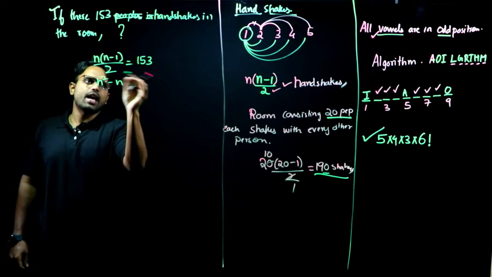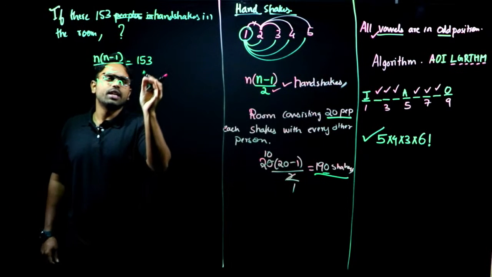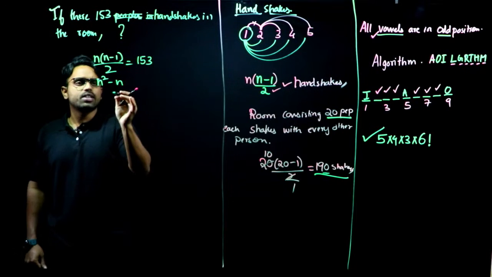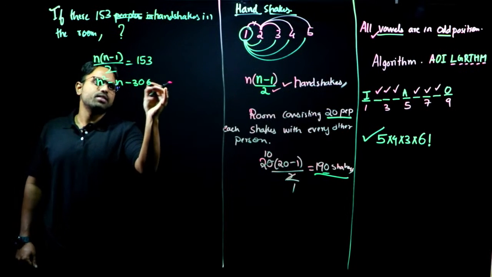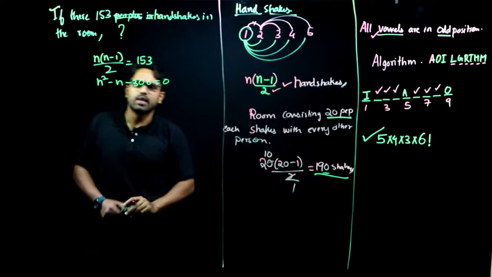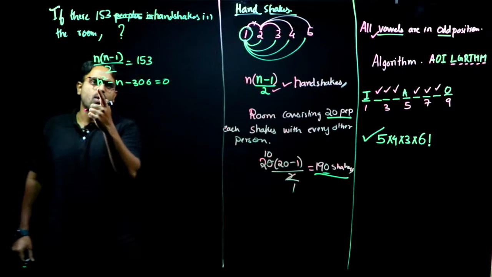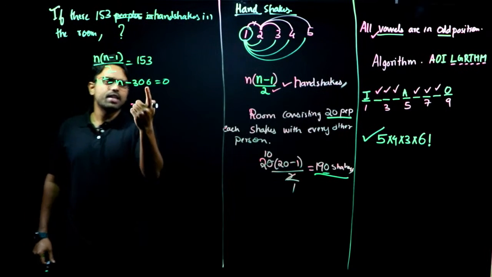n square minus n into 150 into 3 gives me 306. If I take this 306 onto this side, it gives me n square minus n minus 306 is equal to 0. This is the quadratic equation that I learned. Now, I have to solve this. Now, 306 I have here.